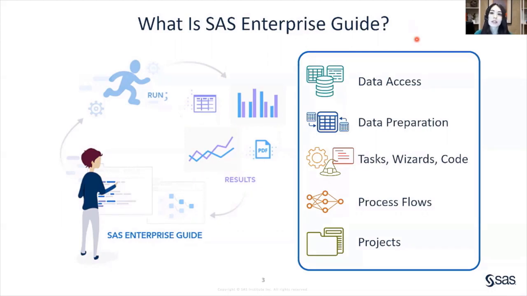We'll take a look at some things like how do we access different types of data? How do we prepare and manipulate that data? We'll also take a look at several point-and-click tasks and wizards that Enterprise Guide makes available. These are going to help us analyze our data and also generate some reports as well. But we'll also look at the programming side as well. Enterprise Guide has a lot of programming features available, so we'll take a look at some of those.